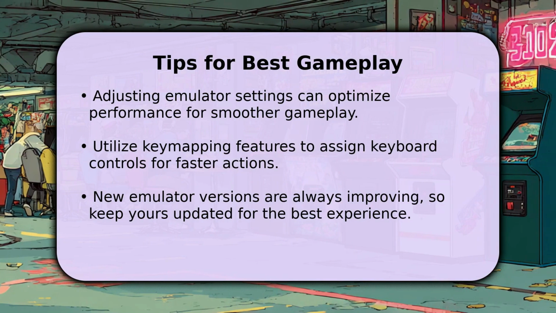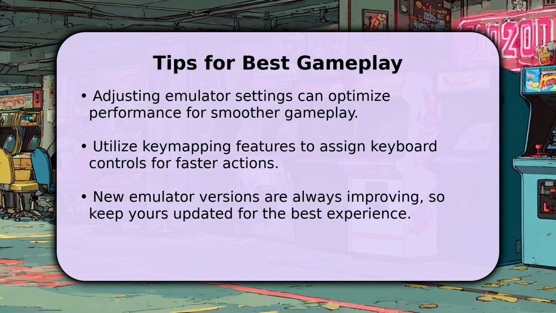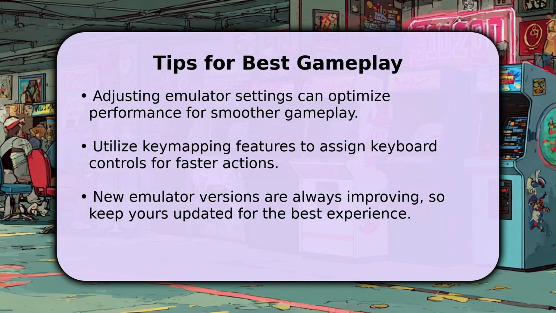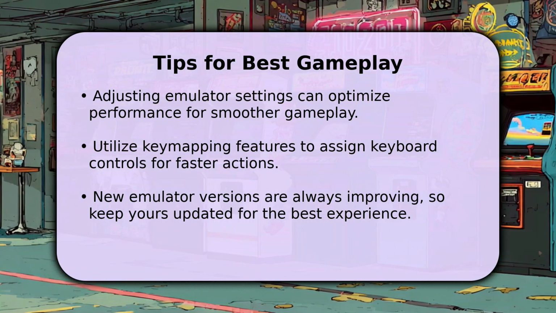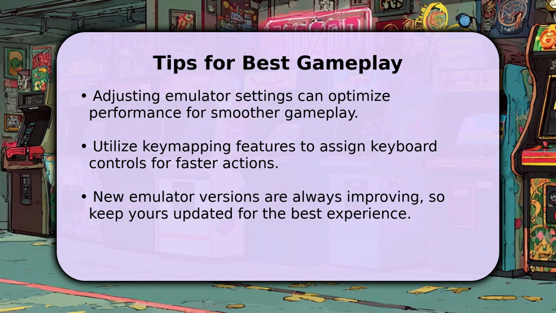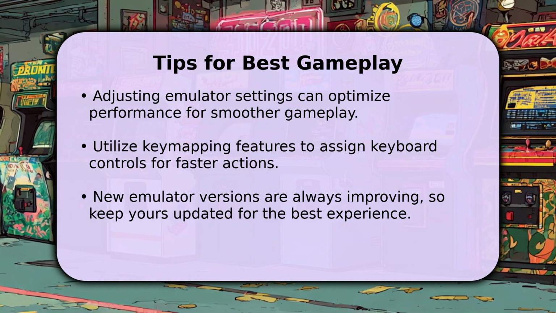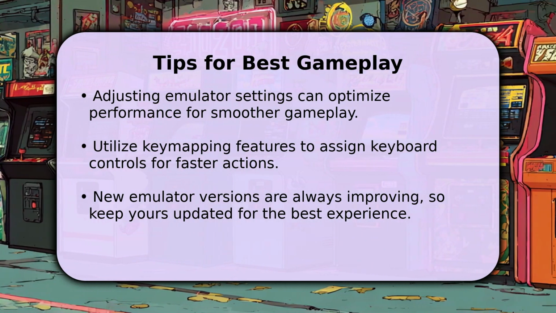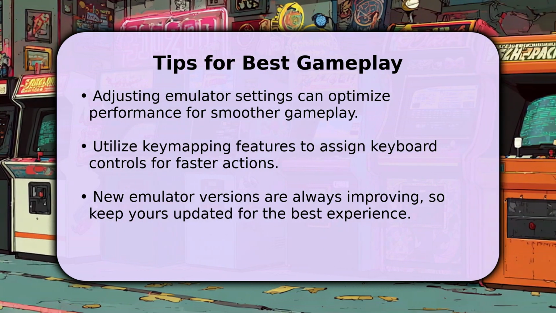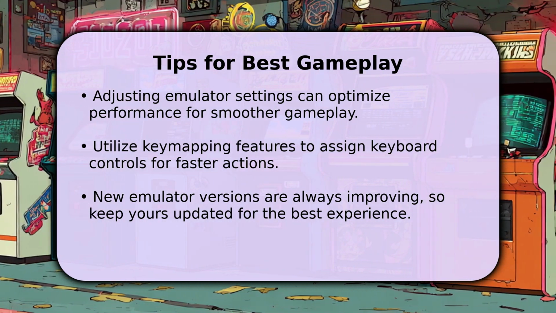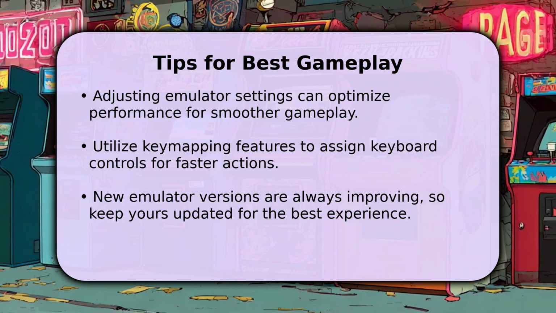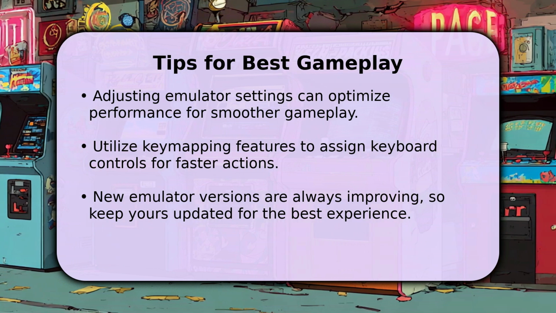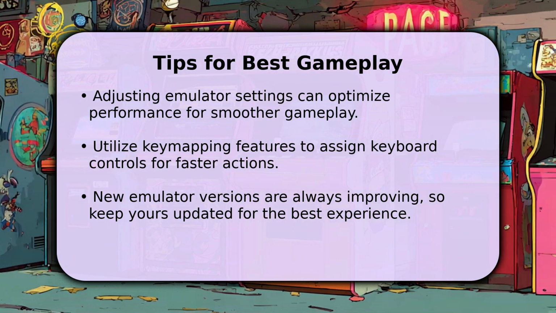To get the most out of your PC Clash of Clans experience, take a moment to tweak some settings. Many emulators let you adjust performance options, like allocating more RAM for super smooth gameplay. Also, check out key mapping. This lets you assign keyboard keys to in-game actions, making troop deployment and spell casting much faster. Emulators are always evolving, so regularly updating yours will keep your Clash of Clans battles running perfectly. Enjoy your bigger, better village.